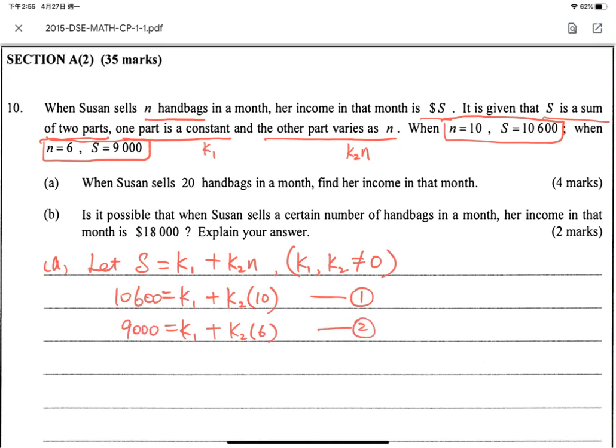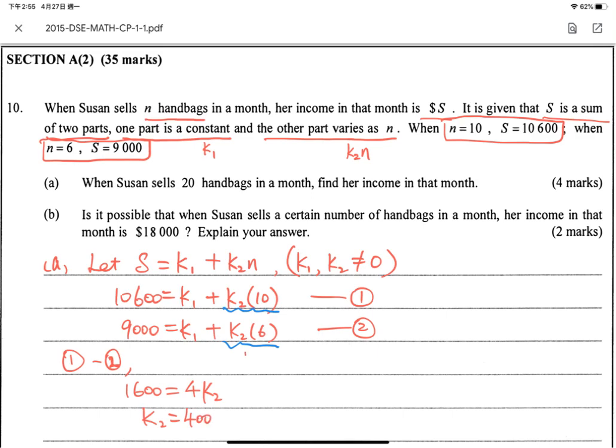So we can simply use equation 1 minus equation 2. So 10,600 minus 9,000, we have 1,600. K1 minus K1 is 0. 10K2 minus 6K2 equal to 4K2. So divide by 4 on both sides. So 1,600 divided by 4 equal to 400.